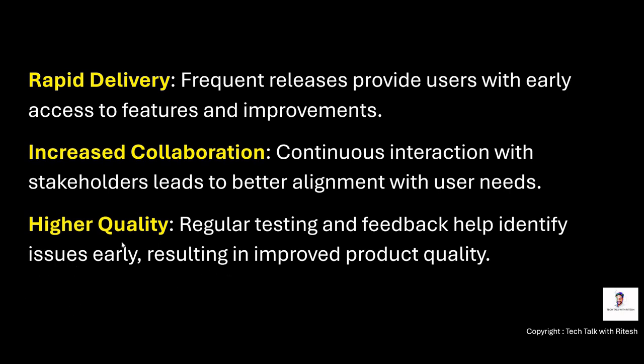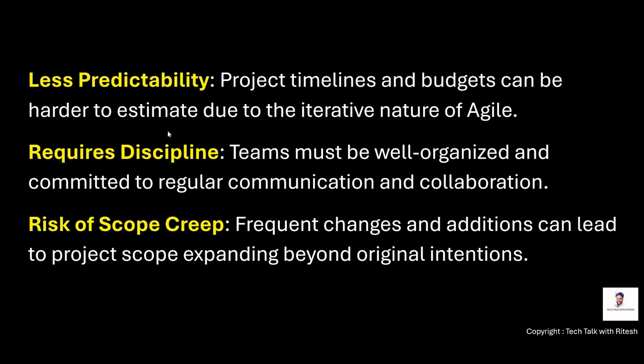Yeah, this is self-explanatory. Let's see a few disadvantages of Agile framework. First one is less predictability. Project timelines and budgets can be harder to estimate due to the iterative nature of Agile. Right? So someone says like, can you give me estimate of this project right away? So it's not predictable. Requires a discipline. Teams must be well organized and committed to regular communication and collaboration.